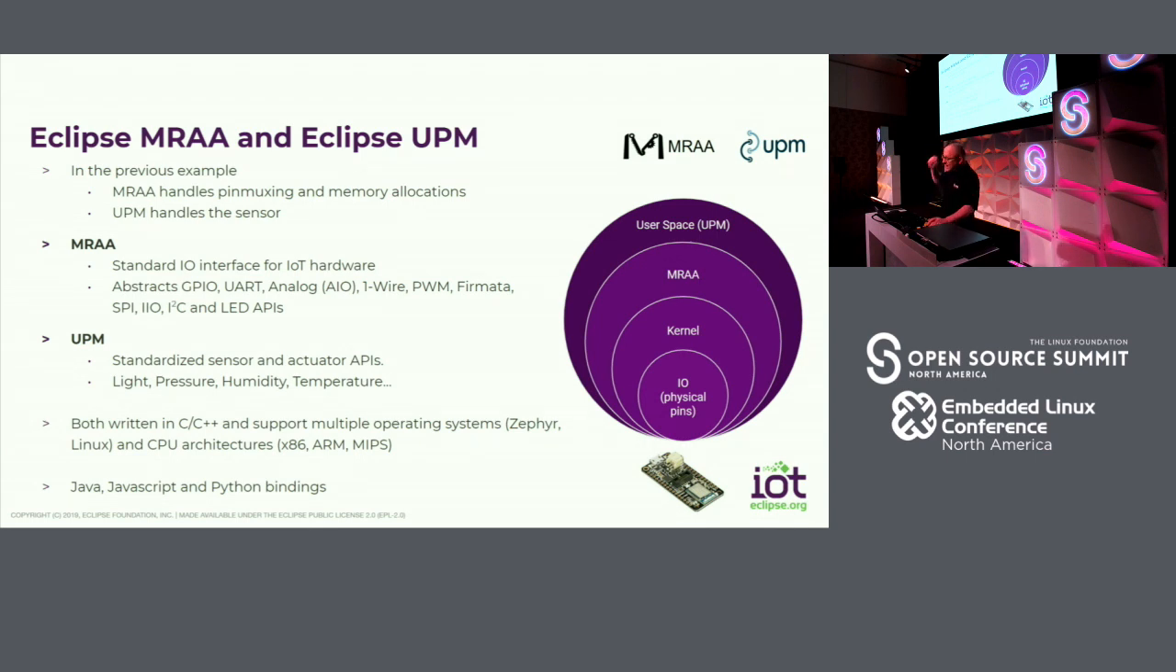So what are they exactly? MRAA is a kind of standard I/O interface for IoT hardware. Essentially, it's a hardware abstraction layer that abstracts GPIO, UART, whatever. It's listed on the slide, so I won't name everything there. But most of the devices that are built in on boards or the sensors you can find on the market are already supported, at least at the protocol level. And then UPM is a library in user space, as I said, that provides you standard sensor and actuator APIs, so for light, pressure, humidity, temperature, whatever. So whatever the actual type of sensor you have, you write the code once and you run it on multiple platforms, whether it is hardware or software.